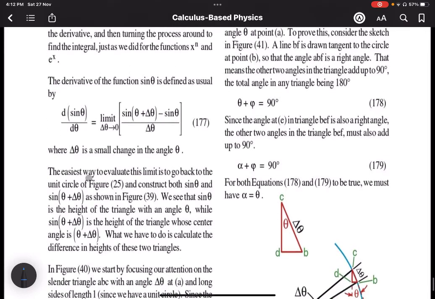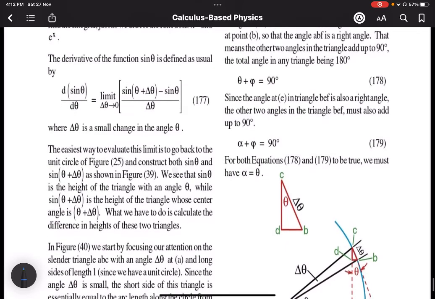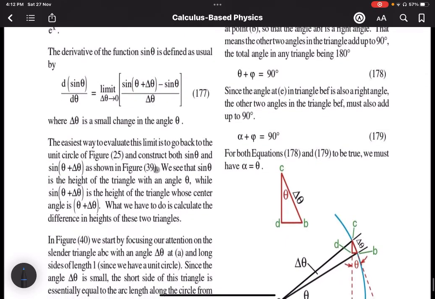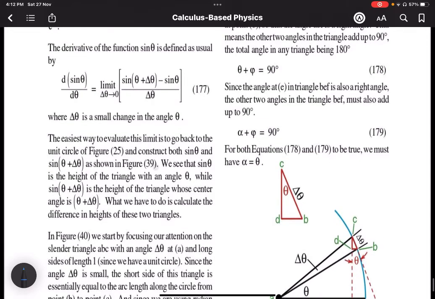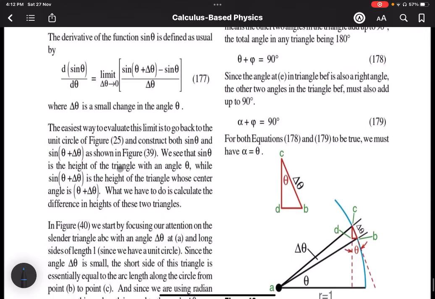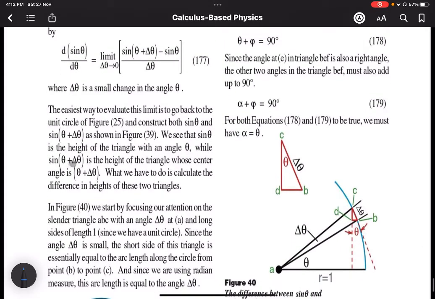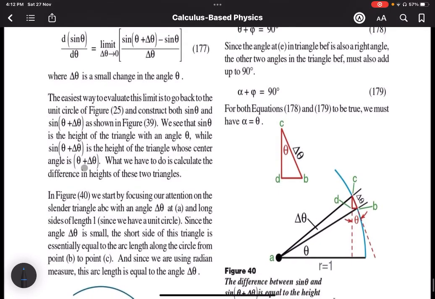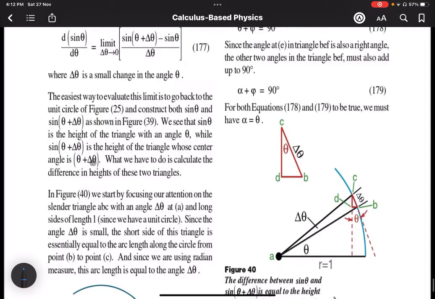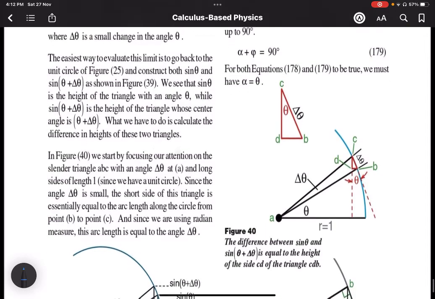Okay? So the easiest way to evaluate this limit is to go back to the unit circle of figure 25 and construct both sine theta and sine theta plus change in theta as shown in figure 39. We see that sine theta is the height of the triangle with an angle theta, while sine theta plus the change in theta is the height of the triangle whose center angle is theta plus the change in theta. What we have to do is calculate the difference in the heights of those triangles.